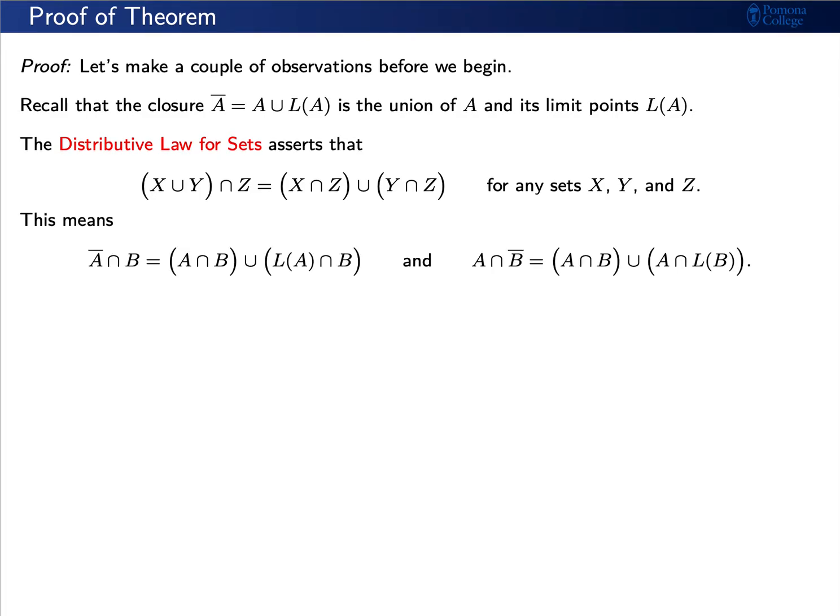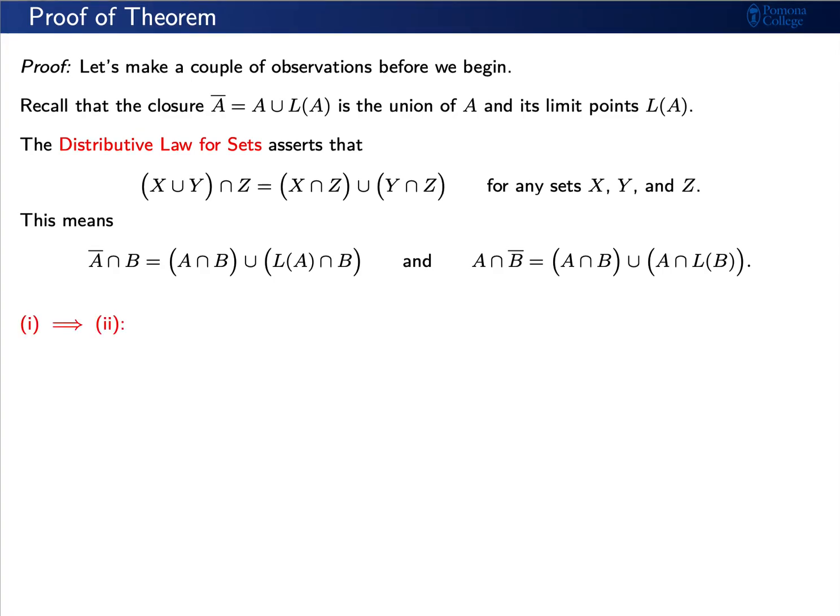In particular, if we consider the intersection of A bar with B, that is the union of A intersect B with limit points of A intersect B, and similarly, the intersection of A and B bar is the union of A intersect B with A intersect the limit points of B.